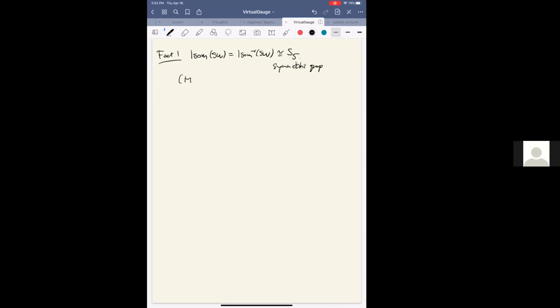Okay, this is due to Nick in 87. Okay, so how do you see this? Let me just tell you how you see this group. Well, of course, we know that the isometry group of the dodecahedron is the alternating group. So A5 is the isometry of the dodecahedron. Okay, the group of rotations that preserve the dodecahedron.